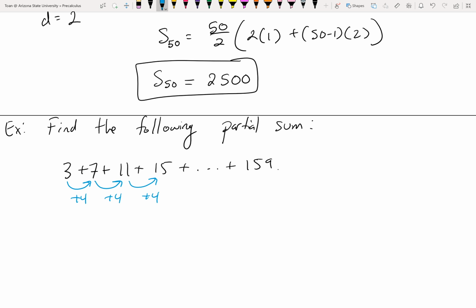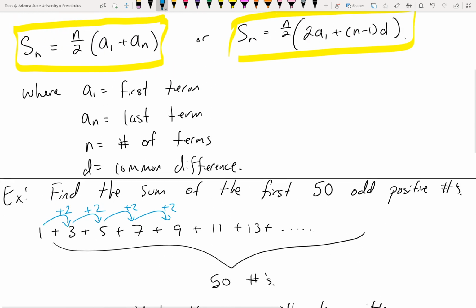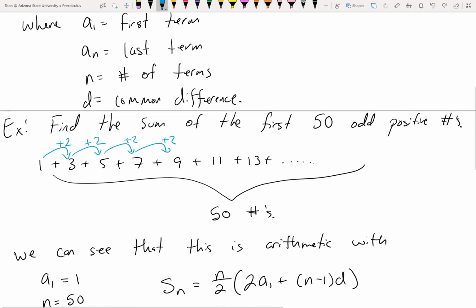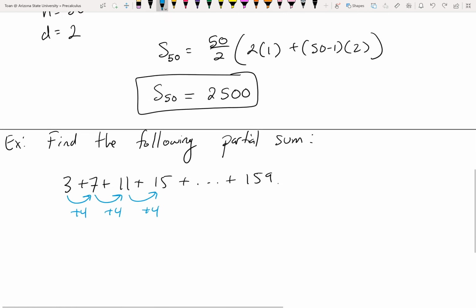Now, what makes this question, quote, hard is that with either variation of the sum formula, we need to know the number of terms. It is present in both formulas. And in this particular example, it does not give you the number of terms, right? And because of this dot, dot, dot here, we can't just count it up. How are we supposed to do this?